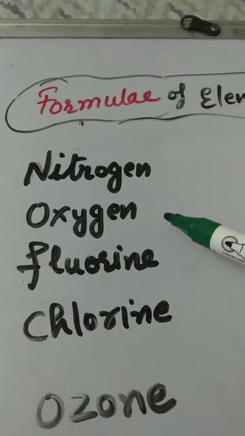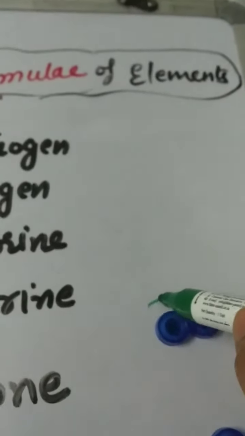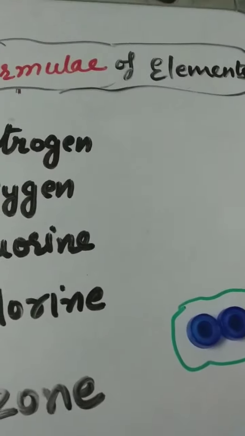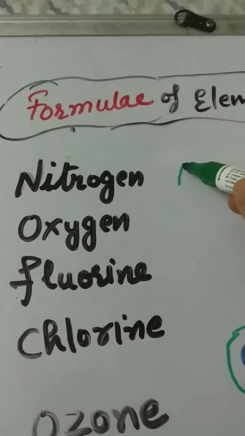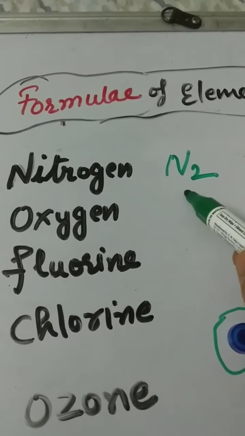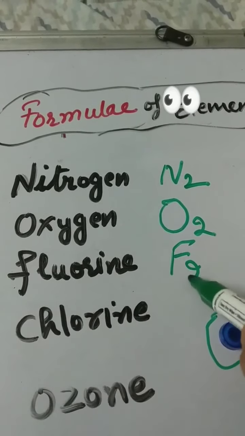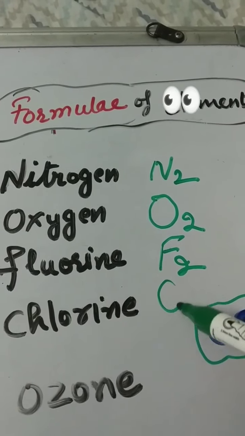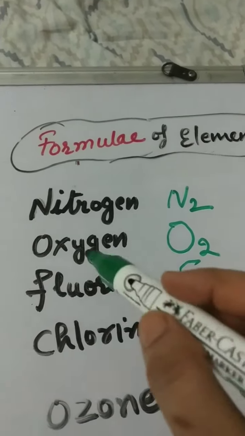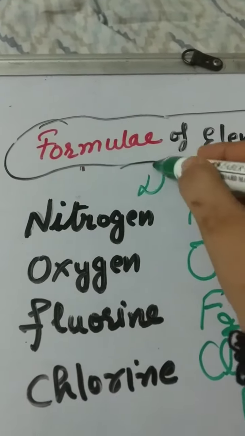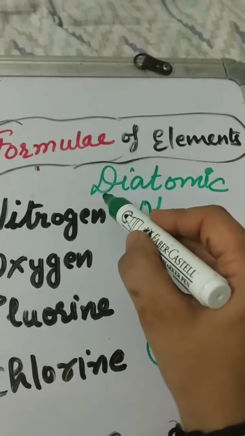Molecules of nitrogen, oxygen, fluorine and chlorine contain 2 atoms. Their symbols are represented like this: nitrogen, N2, oxygen, O2, fluorine, F2, chlorine, Cl2. So these molecules are known as diatomic elements.